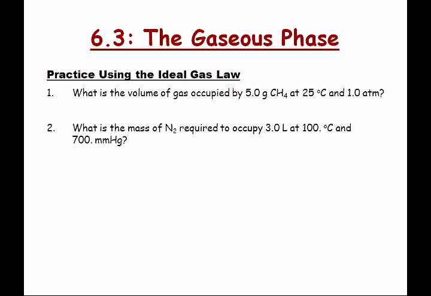So, notice the next problem here. I'll let you do that on your own. But it asks for the mass of nitrogen, so you're going to have to convert back from moles back to mass, okay? But it also gives you the temperature in degrees Celsius, so you got to convert that to Kelvin, but it gives you the pressure in millimeters of mercury. You got to convert that to atm, okay?